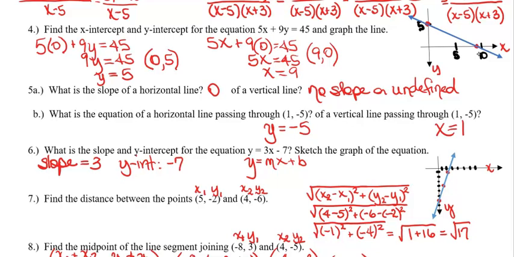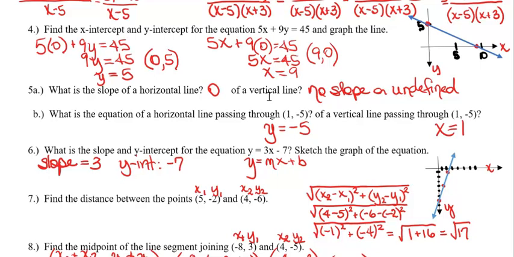So the slope of every horizontal line is 0. Remember we talked about that's like the bunny slope, or 0 degrees of inclination. Then what's the slope of a vertical line? A vertical line has no slope or an undefined slope. Remember we said that's like a cliff. You can't ski that, right? Straight up and down. And then what's the equation of a horizontal line passing through (1, -5)?